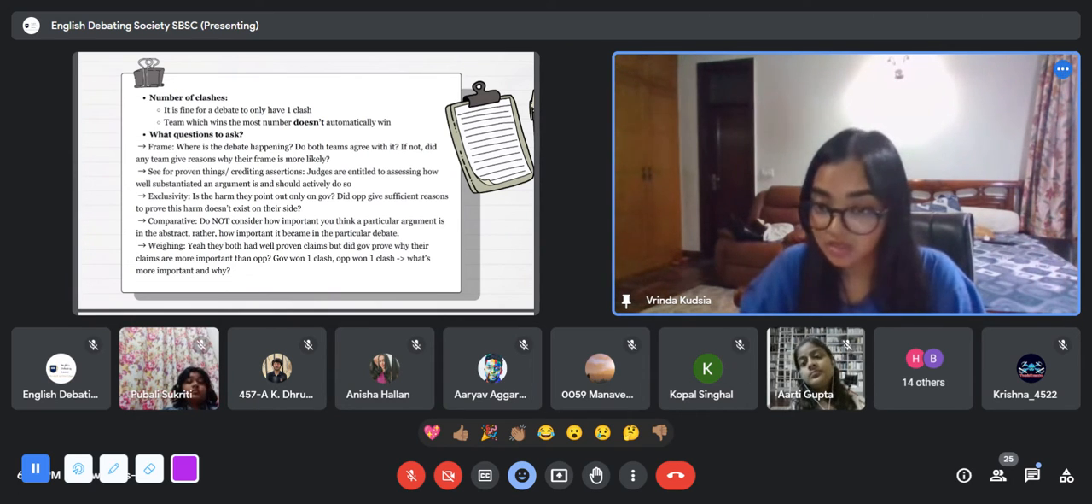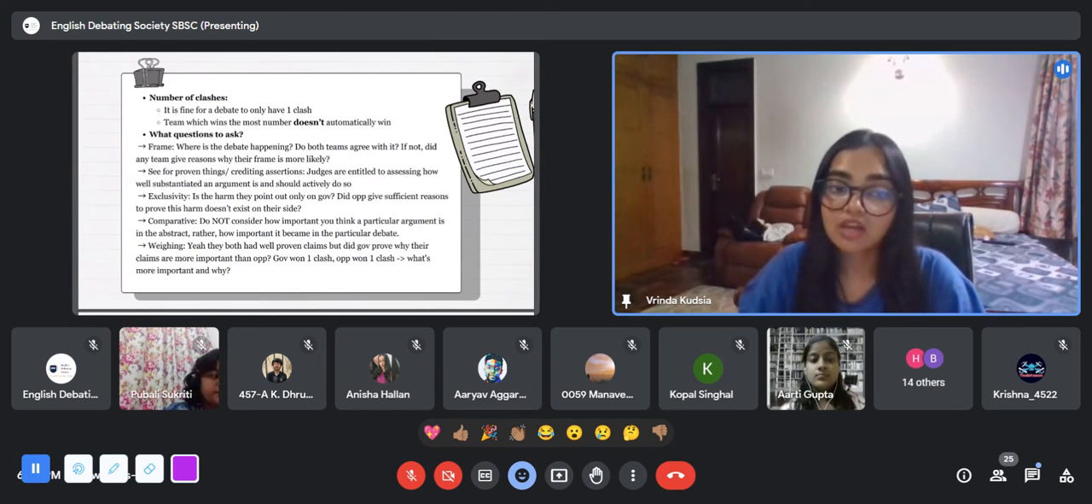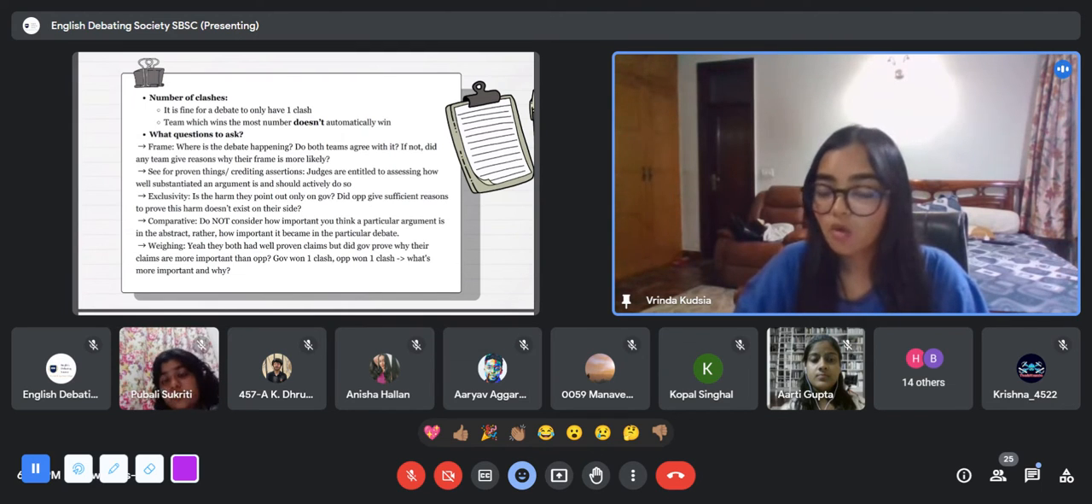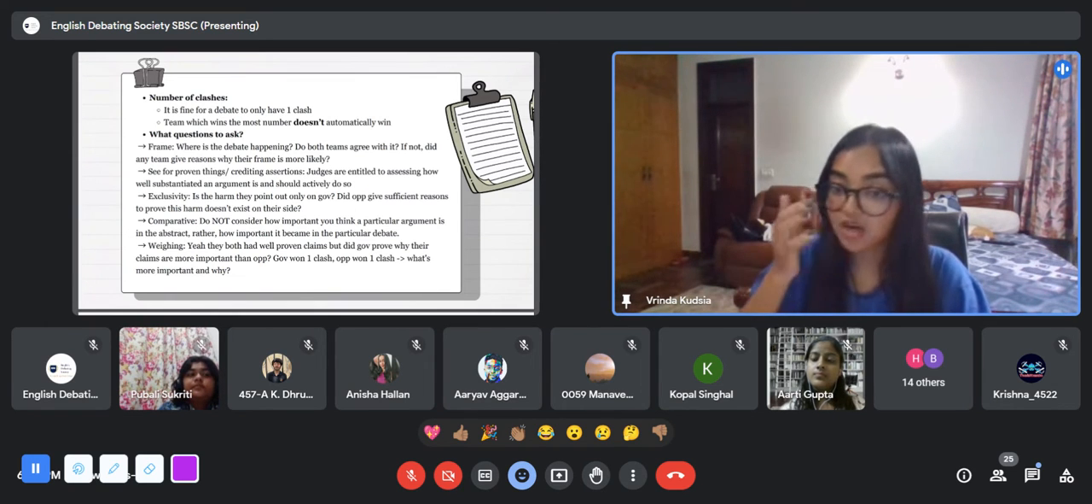Once you know where is the debate happening, the second question you ask is, do both the teams agree with it? If they do, well and good. If they don't, then have teams given any reasons why their frame is more likely? So for instance, one side says that this debate is likely to happen in developing countries, the other says it's likely to happen or have more impact in developed countries.